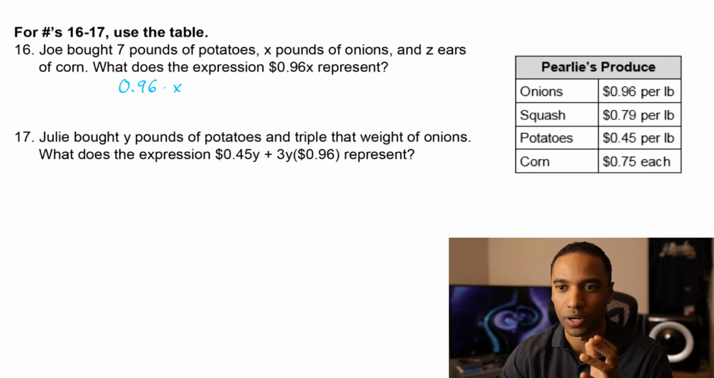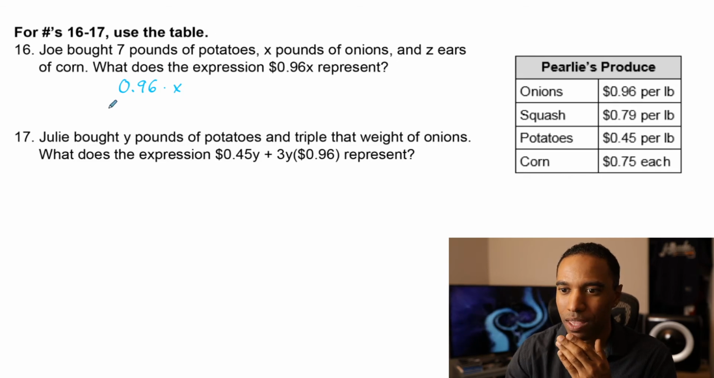I want 17 to be lower. I keep looking at that. I want number 17 to be lower.